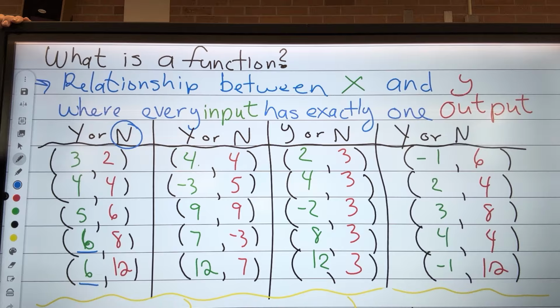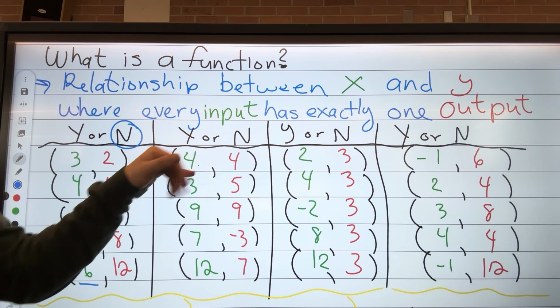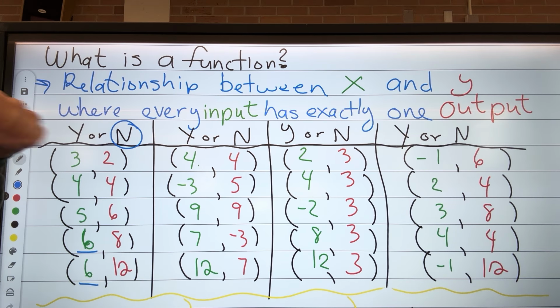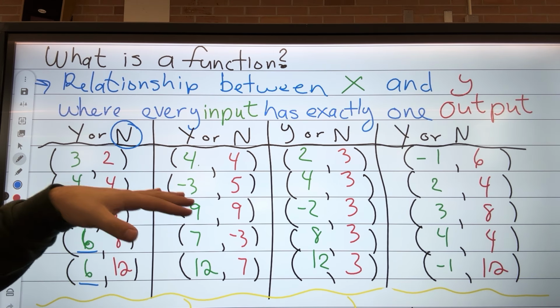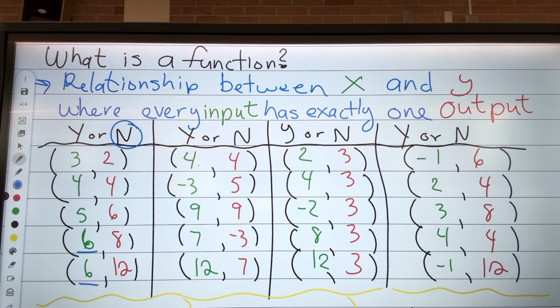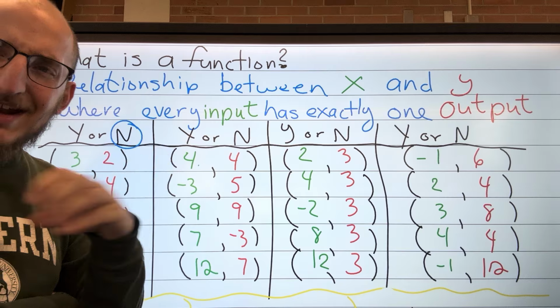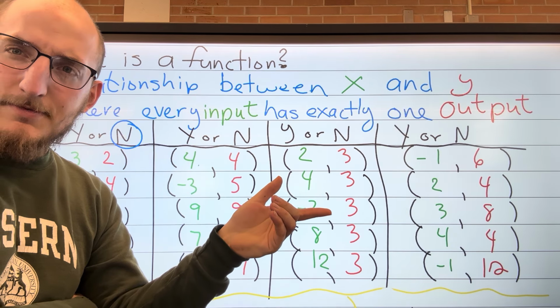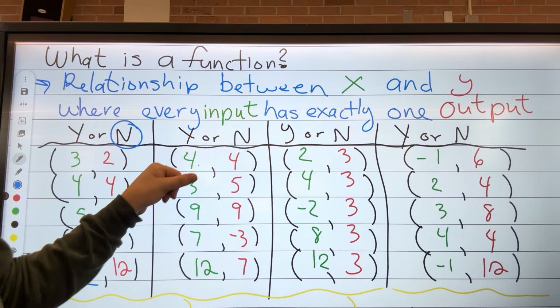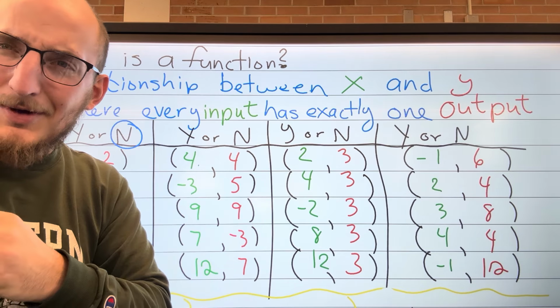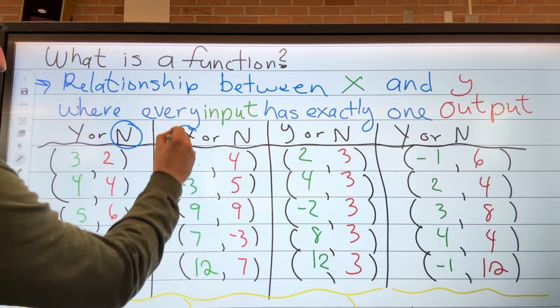Okay? Now let's look at number 2. We have yes or no. So let's look at it. We have 4 goes to 4, negative 3 goes to 5, 9 goes to 9, 7 goes to negative 3, 12 goes to 7. So when I look at this, are all my inputs different? Yeah, every button on that vending machine is going to take me to a new snack. And no button's going to get me two of the same snack, because I don't want that. Like, I'm allergic to peanuts. Why would I want a Reese's Pieces? So this is a function.